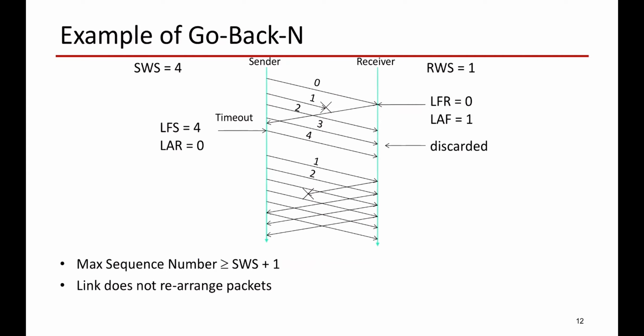So what do I have to do? The sender can keep sending 0, 1, 2, 3. The sender has the ability to send 4, right? The receiver has the ability to receive 1, right? There is no buffering concept because you only have RWS as 1. Then the LFR sends the feedback, and then the sender can send 4 again.